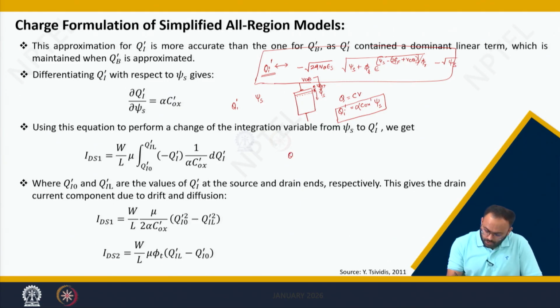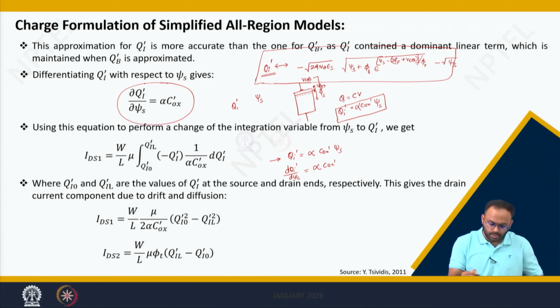So here Qi dash can be written as alpha times Cox dash into psi s. Using this technique to linearize Qi dash with respect to psi s, we can find delta Qi dash by delta psi s is equal to alpha times Cox dash, right?